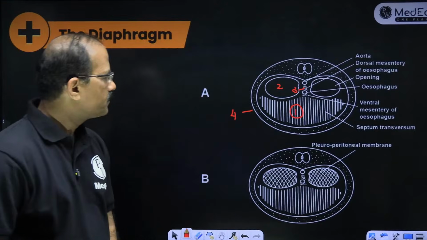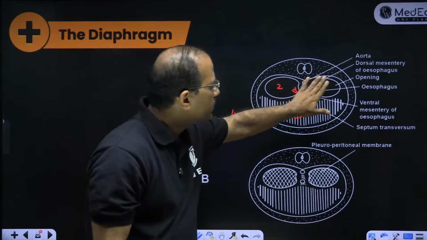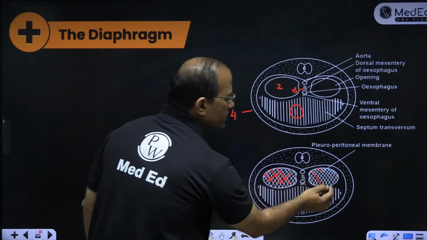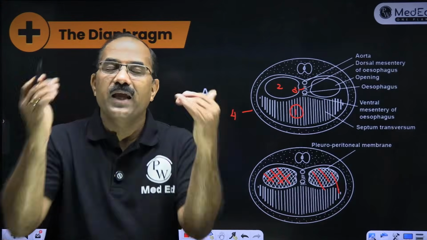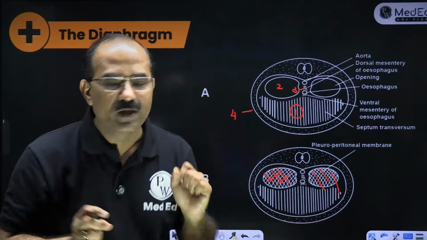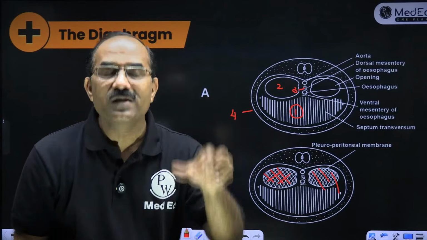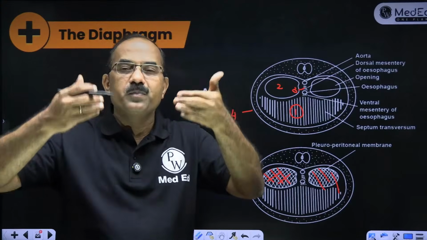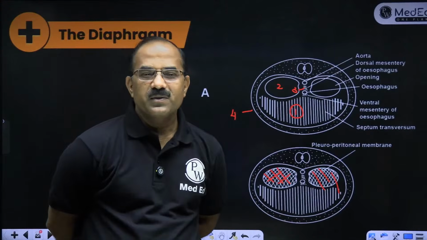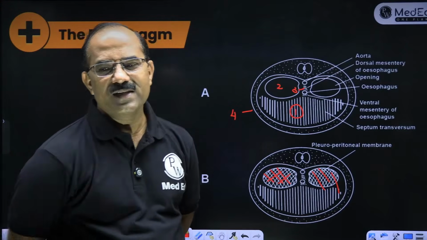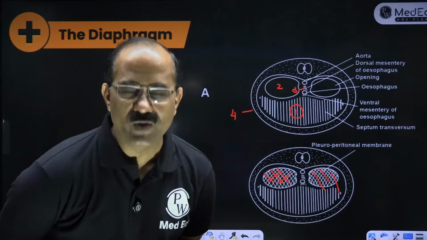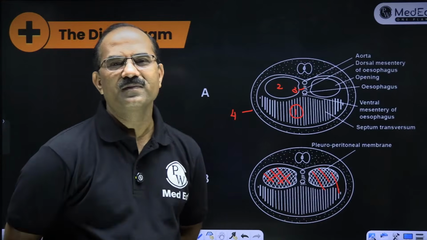Okay. Now tell me, children, if the pleuroperitoneal membranes do not fuse, there is a gap in the diaphragm. This is a posterolateral defect in the development of diaphragm. If the pleuroperitoneal membranes do not fuse, there's a gap in the posterior and lateral part of the diaphragm. What is this known as? A posterolateral defect in the development of diaphragm due to non-fusion of pleuroperitoneal membranes is known as? Any guesses?